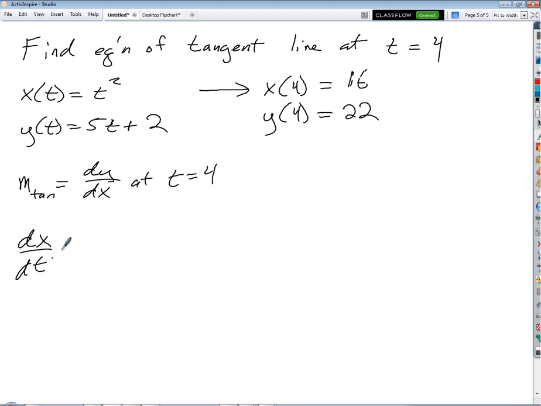dx/dt was 2t, and dy/dt is 5, right? Okay, so here's where the chain rule comes in handy. We want to be able to write the derivative dy/dx in terms of dx/dt and dy/dt, because that's what we know, right?